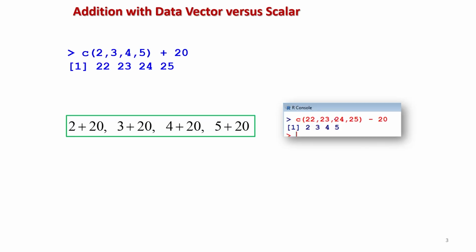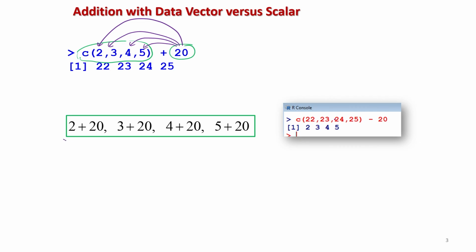So these things we will try to understand with the help of some examples, which are easy for you to grasp. Here I am taking a data vector of 4 values, 2, 3, 4, 5, which is created by using the command c, and I add the scalar 20. What is really happening is that 20 is being added to 2, 20 is being added to the next number 3, 20 is being added to the next number 4, and 20 is being added to the next number 5.